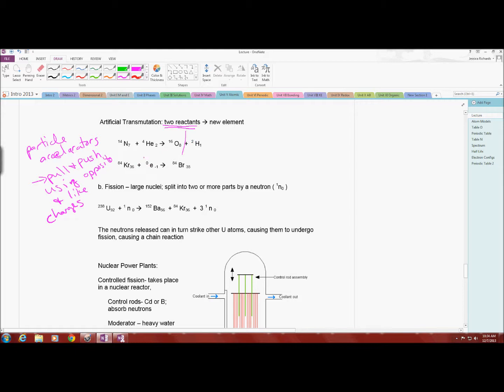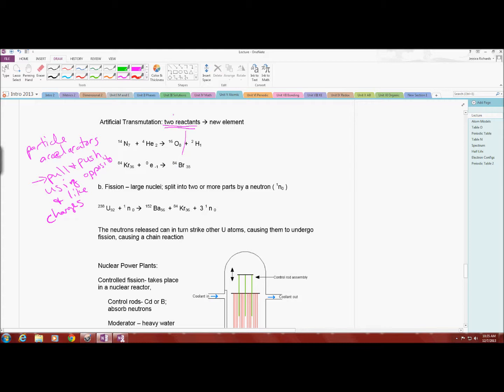In this case, it's getting captured. When they're shooting this beta particle in, and we only get one product back, when the beta particle hits the nucleus, it gets absorbed. And instead of splitting the nucleus in half, it gets absorbed into the middle of the nucleus and makes a new element.